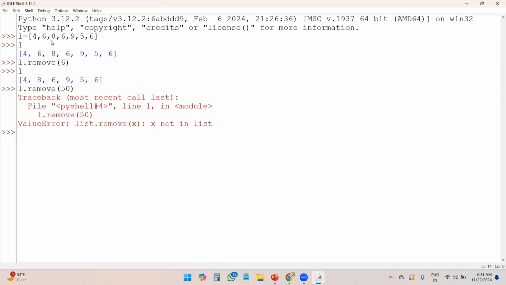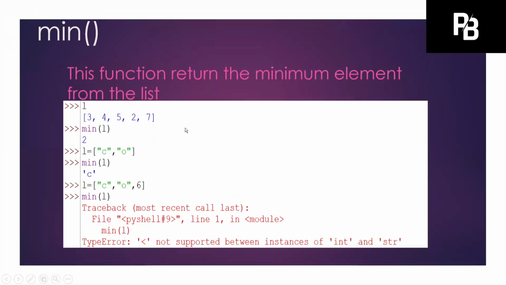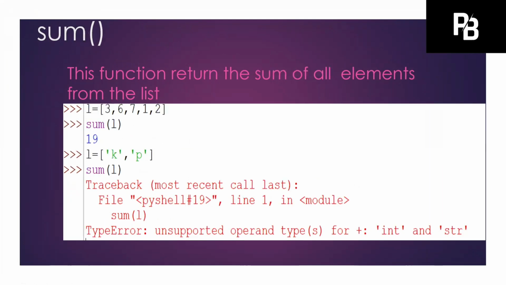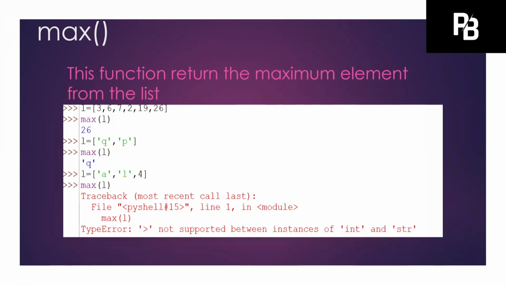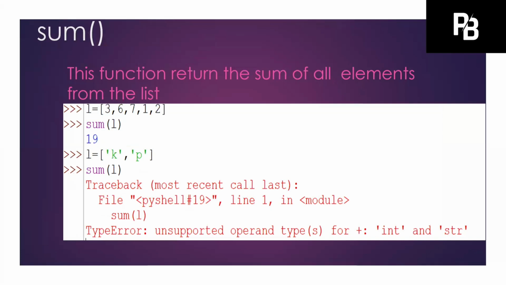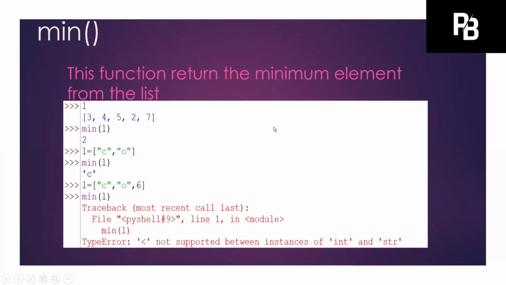Okay, now next we are having the min function. Now see, we have 3 functions that are similar: min, max, and sum. Okay, so the min function returns the minimum element of the list. The max function returns the maximum element from the list. And the sum function returns the sum of all the elements of the list. Okay. So we can check examples of all 3 functions. It is quite similar. No problem in that case.